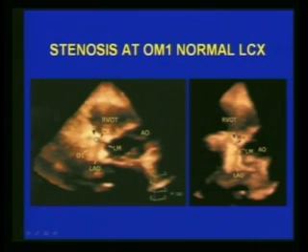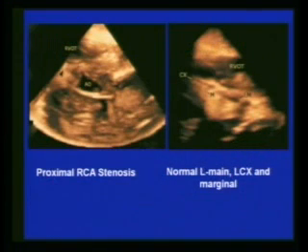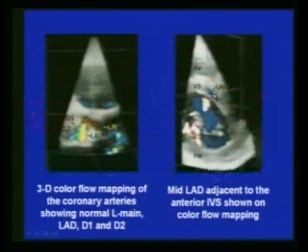But one of the marginal, the OM1 branch, was thought to be stenosis and was confirmed on angiogram. Similarly, you have over here also the OM1 branch, which was thought to be stenosis, and then you have the proximal RCA stenosis here. This is the right coronary artery, and this is the proximal RCA stenosis, and this is the normal left main and the circumflex artery and the marginal arteries.